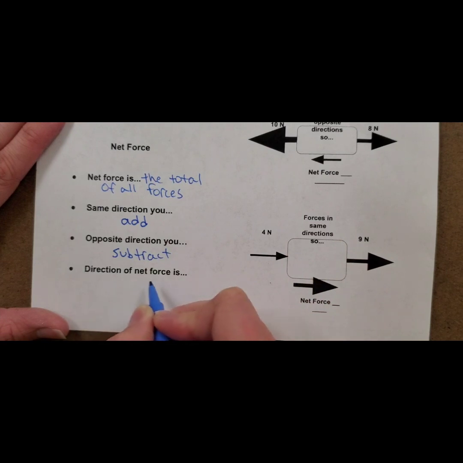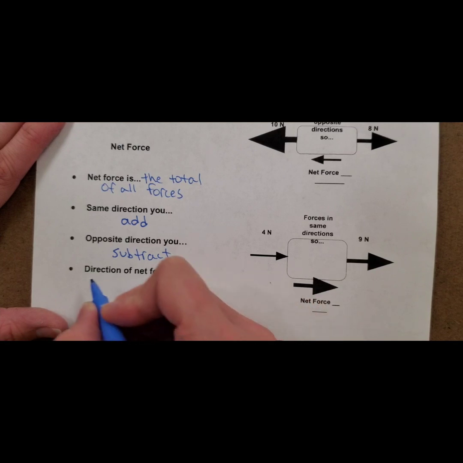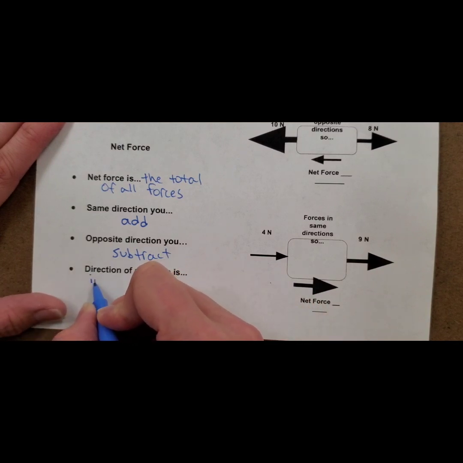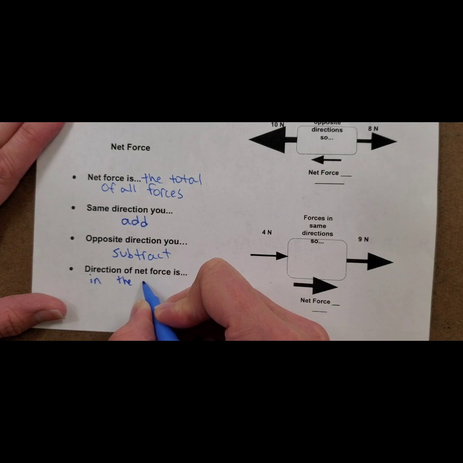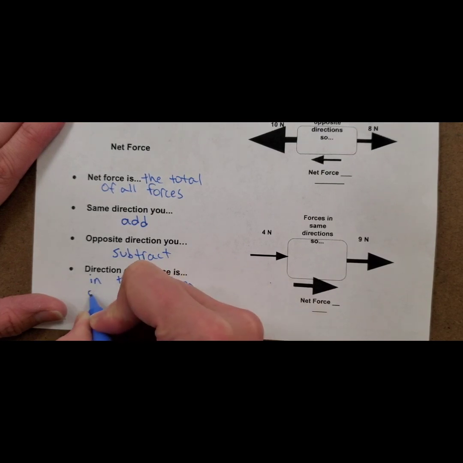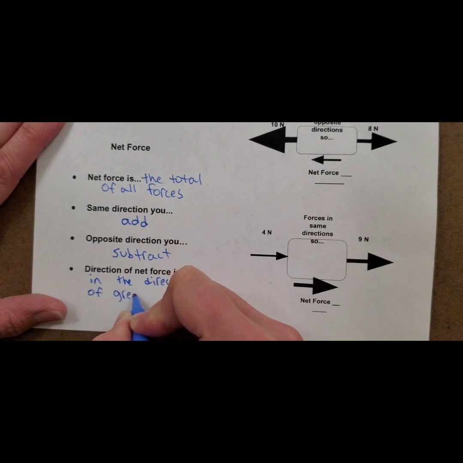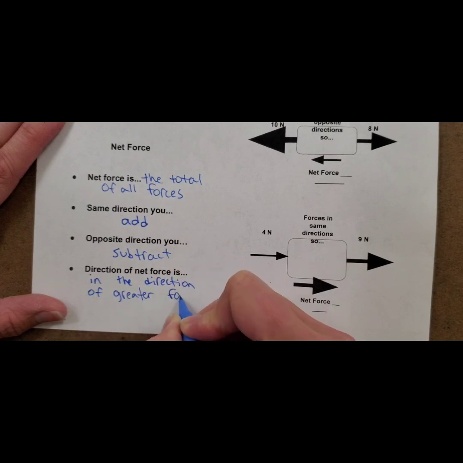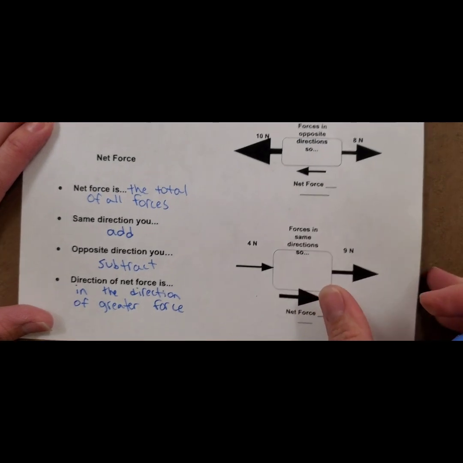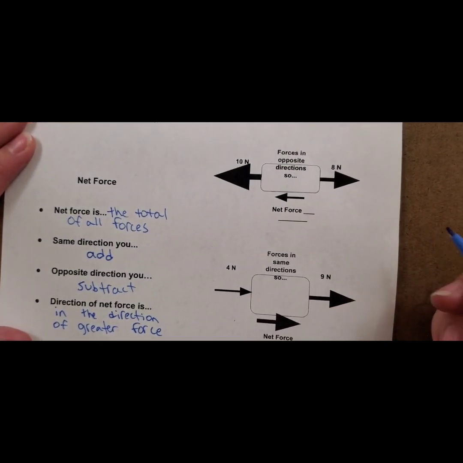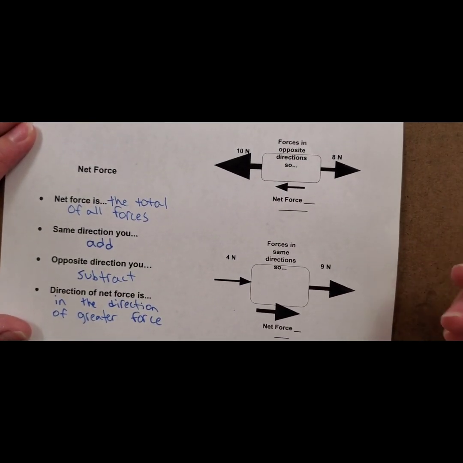And then the direction of the net force. Whenever you calculate net force, you must include the direction. So you have to say the net force is 50 newtons to the right. The direction of the net force is in the direction of greater force. So wherever the greatest force is, that's the direction it'll go. And again, most of this is just common knowledge. We're just putting it down in notes form.